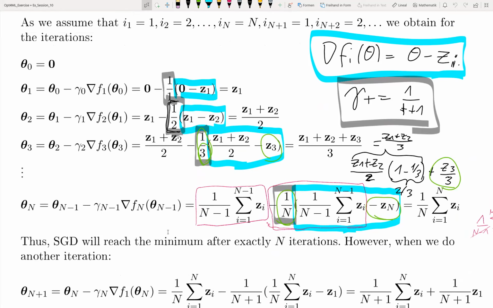So sampling without replacement is actually only telling you the schedule of which component will occur. And when you guarantee that every component of the fi's will occur at least once, you will end up with the empirical average at the end.